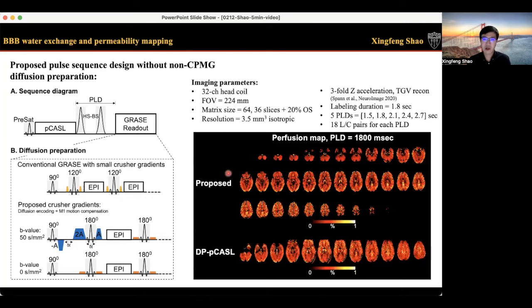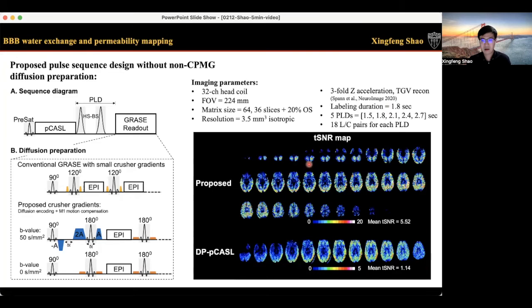Here are the perfusion maps acquired at a PLD of about 1.8 seconds using the proposed technique. You can see there are 36 slices, excluding the oversampling slices, while our previous technique could only achieve 12 slices. Here are the TSNR maps. As you can see, with the proposed technique, TSNR is almost 4-fold higher compared to our previous technique, which means we can achieve higher temporal SNR, which allows more reliable measurements, especially at longer post-labeling delays.